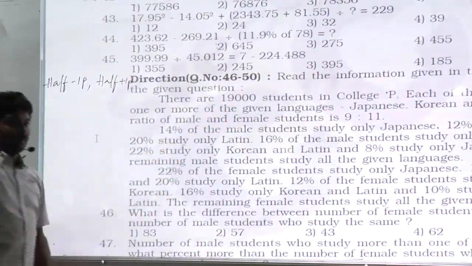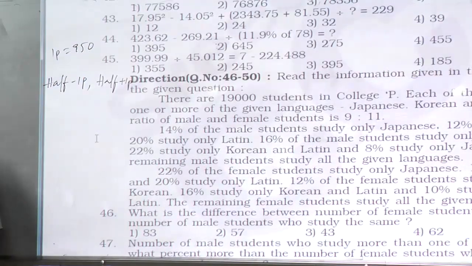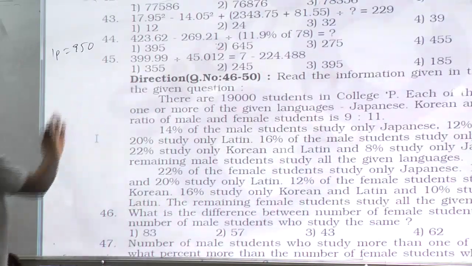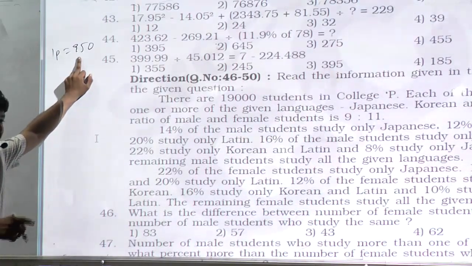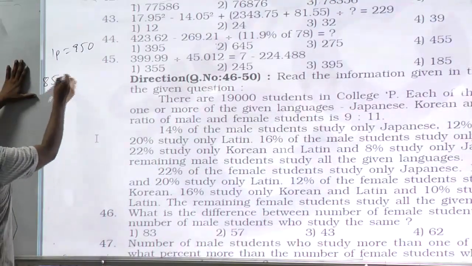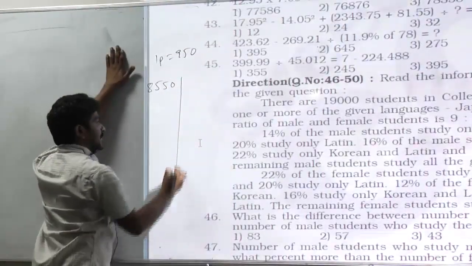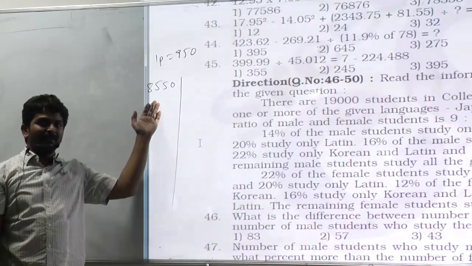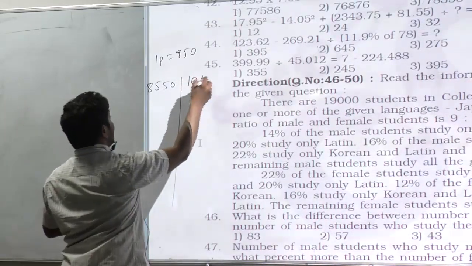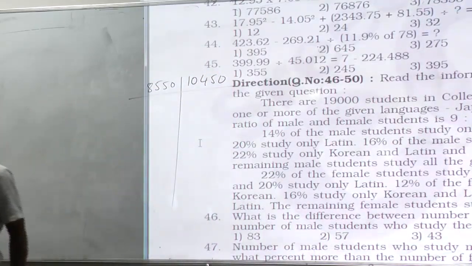Now, half of this number, 9,500. And just now we have calculated that one part is 950. 9,500 minus 950. Subtract 1,000, add 50. From 9,500, if you subtract 1,000, that is 8,500 plus 50, 8,550. These are the male population. And what about female? 19,000 minus 8,550. Yes or no? How much is that? 10,450. Next.